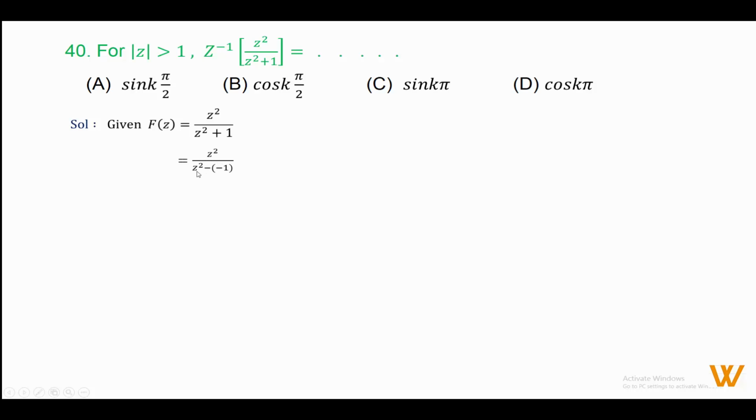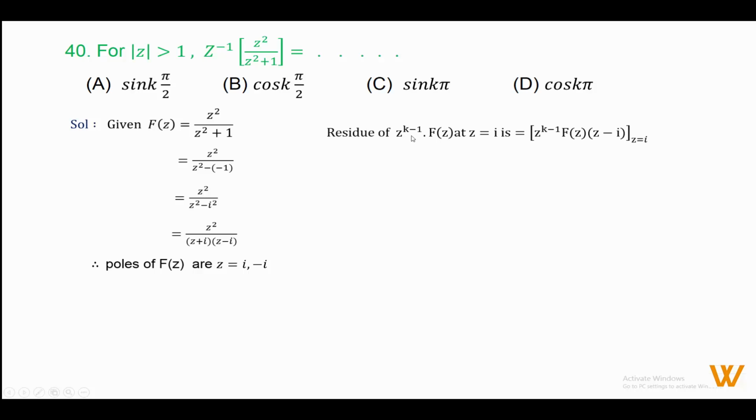So z square upon z square minus of minus 1. Write the value of minus 1 as I square, equal to z square upon z square minus I square. Writing the two factors, it equals z square upon z plus I into z minus I. Therefore, the poles of the function Fz are z equal to plus I and z equal to minus I.